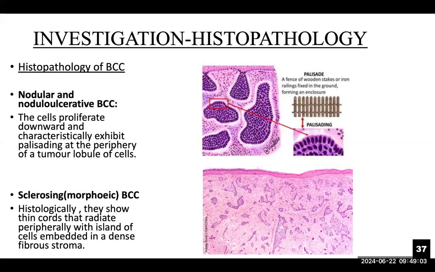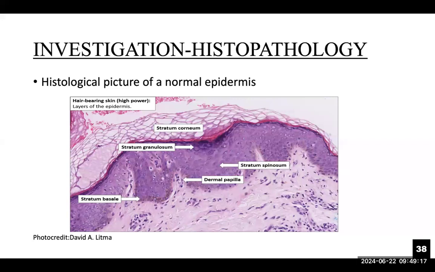Then the sclerosing or morphoeic BCC, histologically, shows thin cords that radiate peripherally with islands of cells embedded in the dense fibrous stroma, as shown in the second picture. They don't exhibit the palisading orientation. So this slide is just showing a normal histological picture of a normal epidermis. So maybe when the histopathologist brings a result, since we know the normal and we know the abnormal, and what we are seeing from the histology is not correlating with what we have, we can ask him to please recheck.